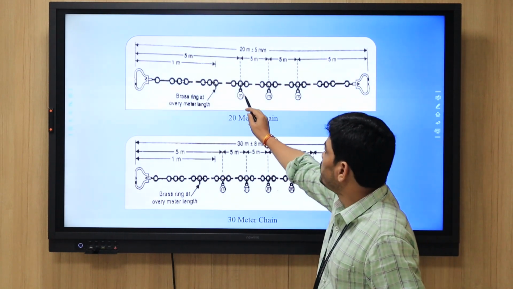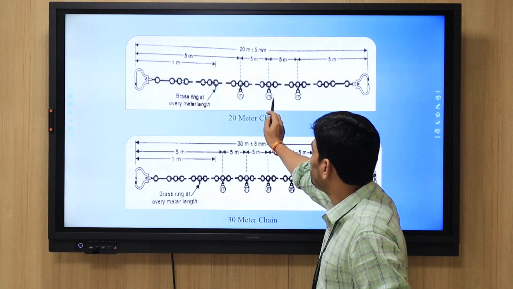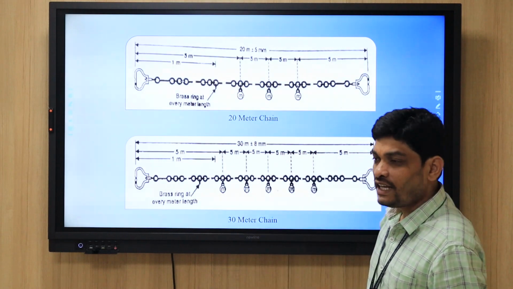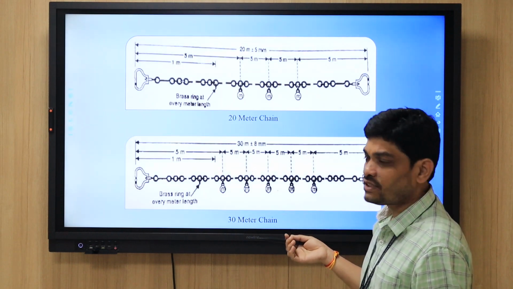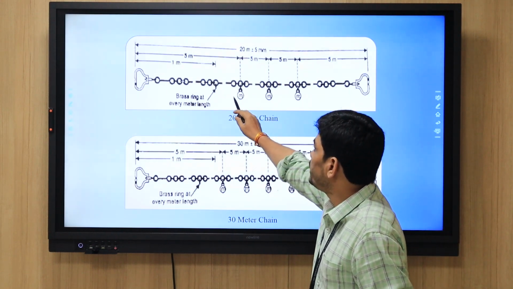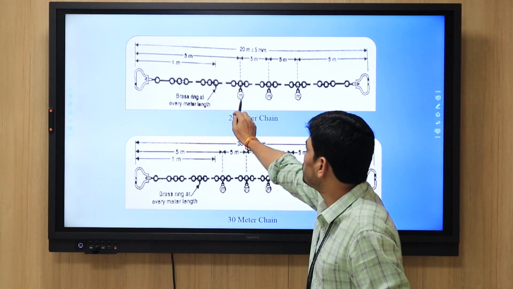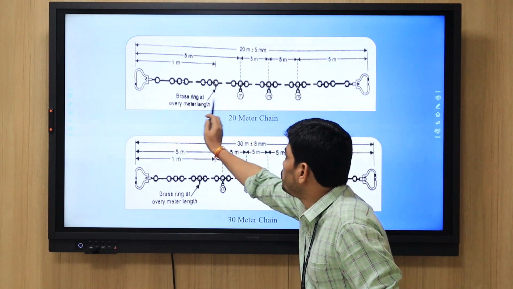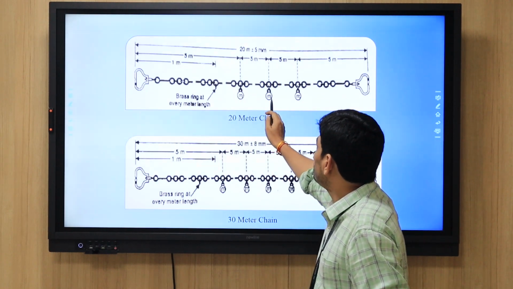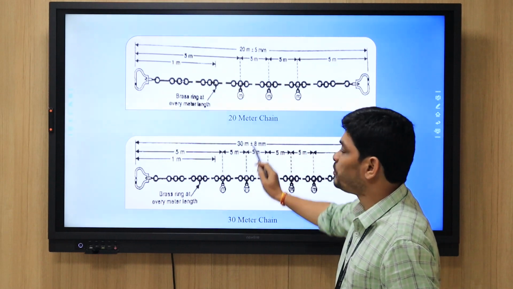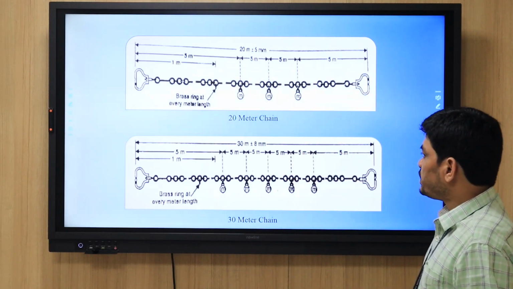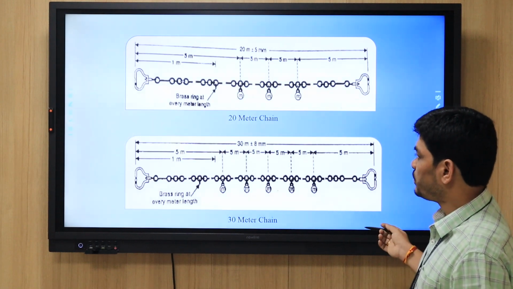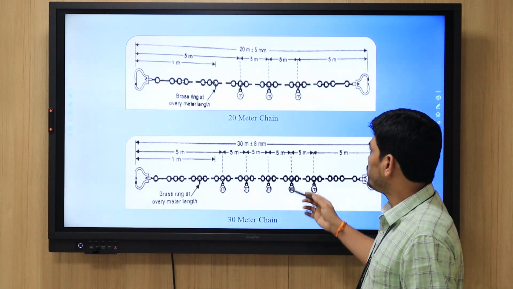In the middle, if you see, there are these tallies. The purpose of these tallies is to mark every 1 meter. Sometimes they keep tallies at 5 meters. In this chain, for every 5 meters, one tally is kept: from 0 to 5 meters, 5 to 10 meters, 10 to 15 meters, like that, in the middle. Suppose this is a 20 meter chain.